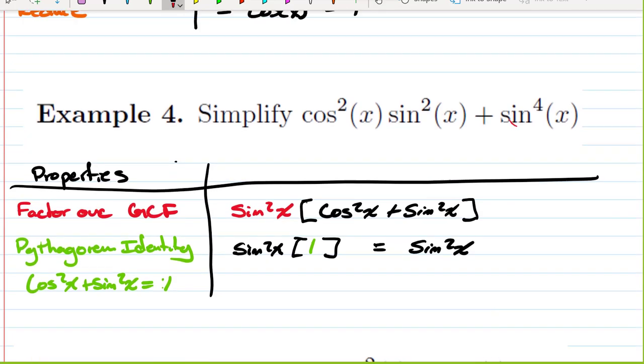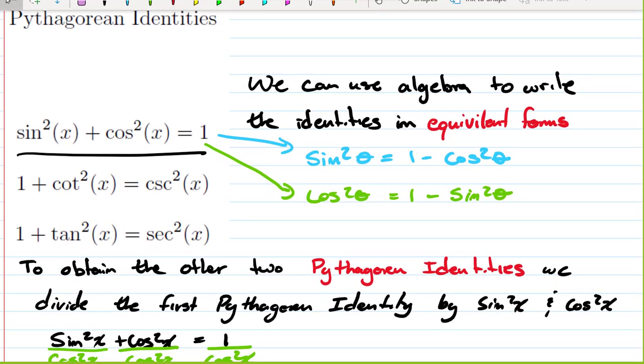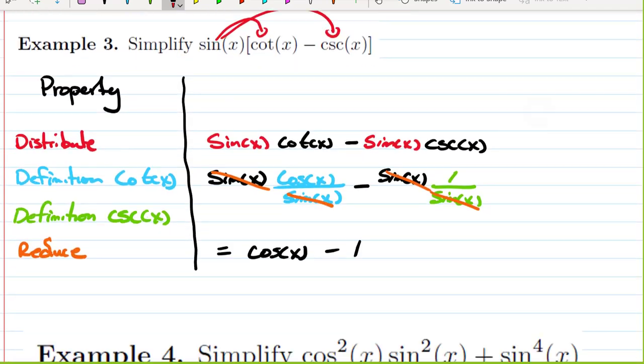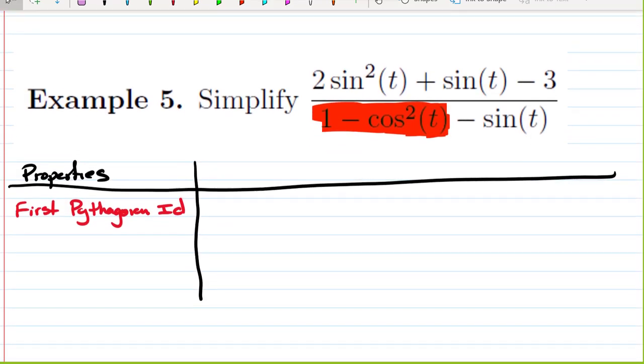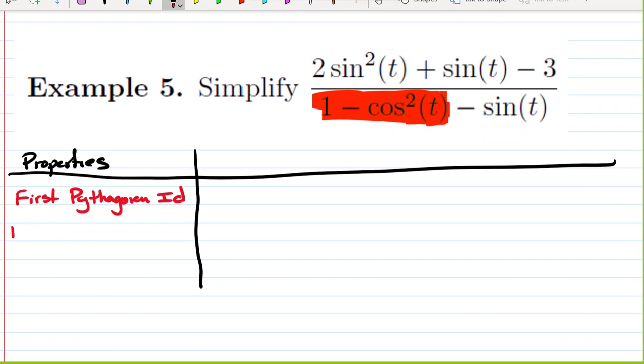And if we go back to when we were talking about our first Pythagorean identity, notice the first Pythagorean identity had some equivalent forms. The base form is sine squared plus cosine squared equals 1. Well, we don't have that, but we do have something that looks like this. We have 1 minus cosine squared theta. And what is 1 minus cosine squared theta the same as? Sine squared theta.